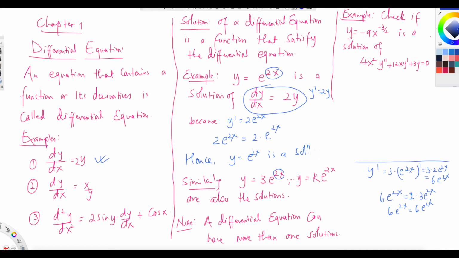Check if y equals -9 x to the -3/2 is a solution of 4 times x squared times y double prime, the second derivative, plus 12x y prime plus 3y equals 0. Let us check that. So what is y? y is -9 x to the -3/2. Now let us find dy over dx, that is basically y prime, right?